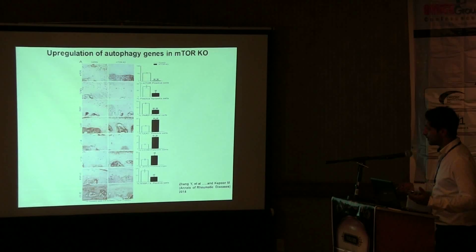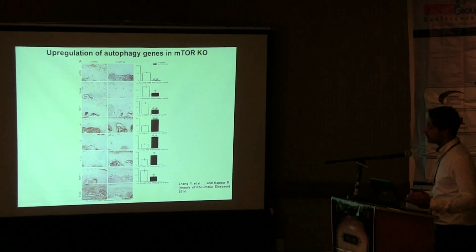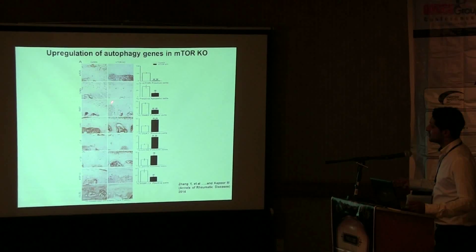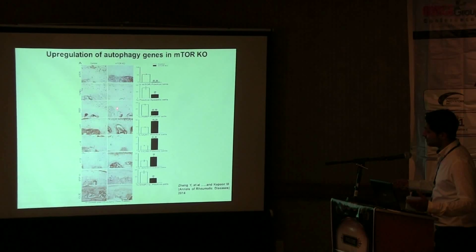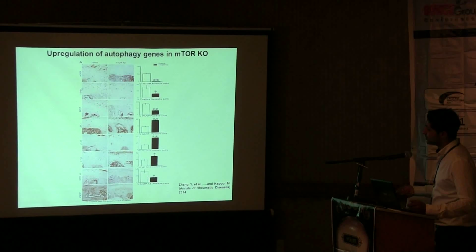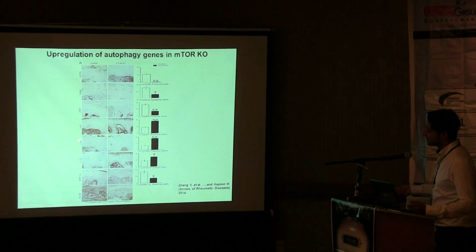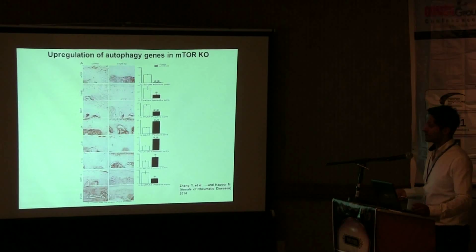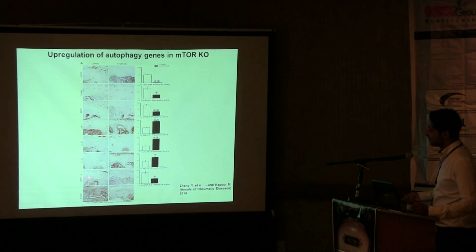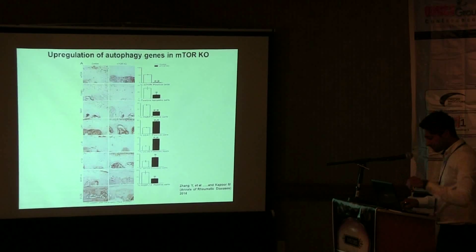When you do PARP p85 staining, which is another marker of apoptosis, you can see apoptosis is much more reduced, almost negligible in the knockouts compared to the controls. However, if you look at ULK1 and LC3B, two critical markers of autophagy, they are upregulated in these mTOR knockout mice. And if you look at MMP13 or C12C, which is a collagen breakdown product, their expression is much more reduced in the knockouts compared to the control. So there's an overall protection in these knockout mice compared to the control mice.